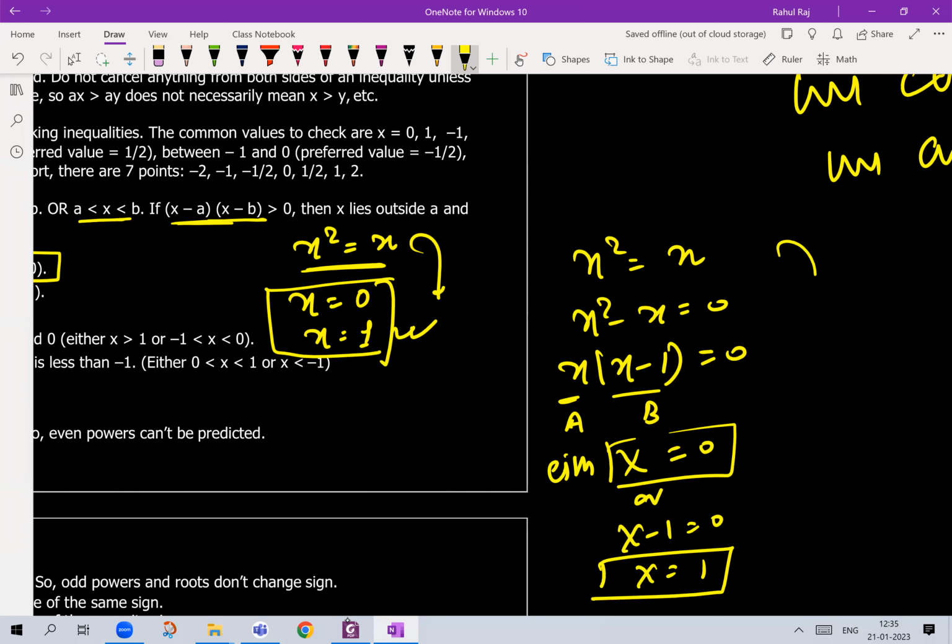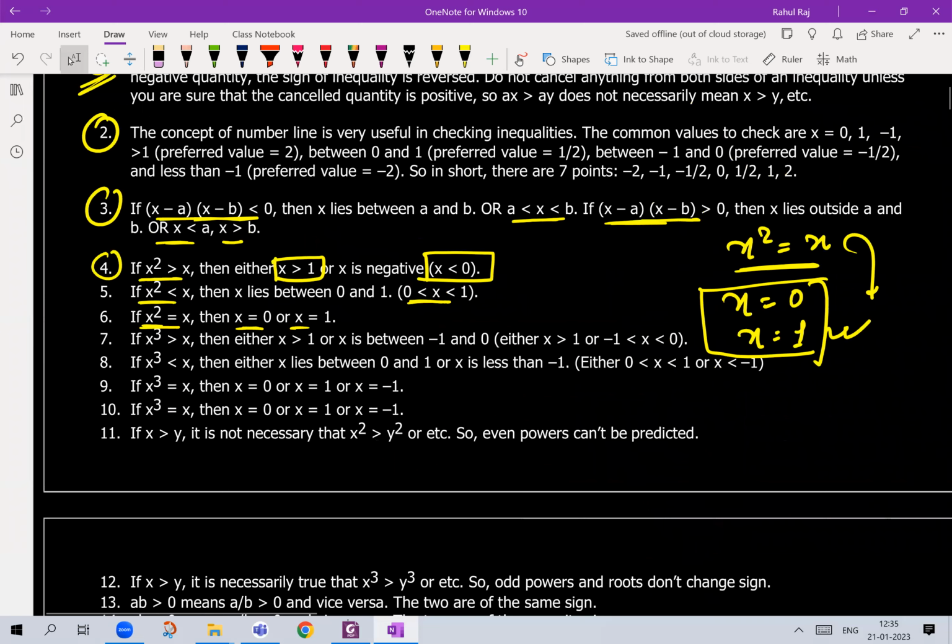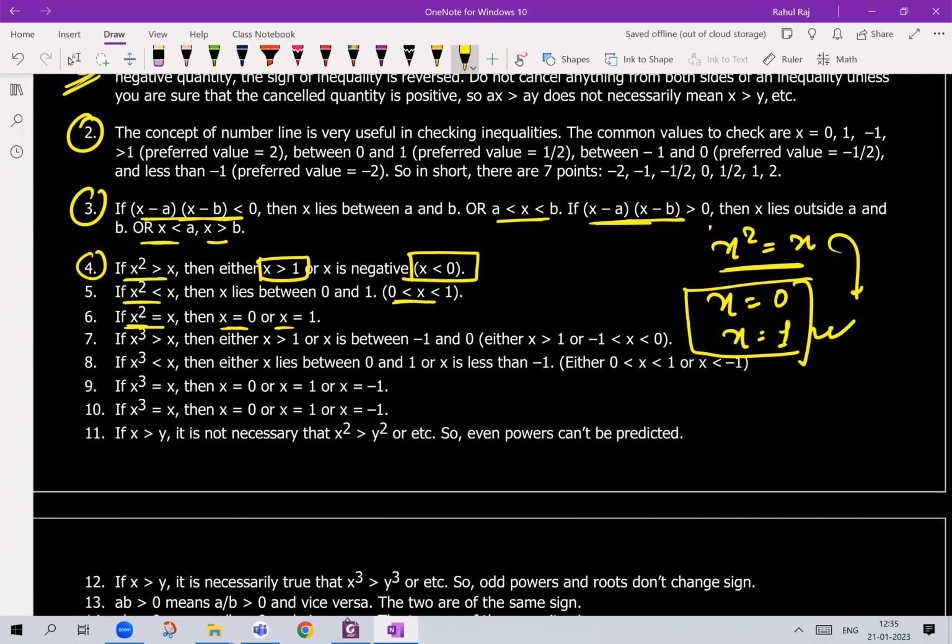You don't have to do this at all. In a small equation, just think for what value LHS is equal to RHS. Now this is 0 and 1. That's it. I hope it's clear. Any doubt? Point number 7, point number 6. Come down to point number 7.